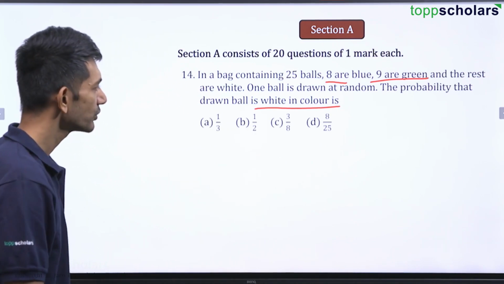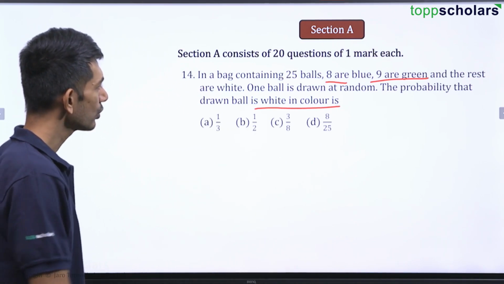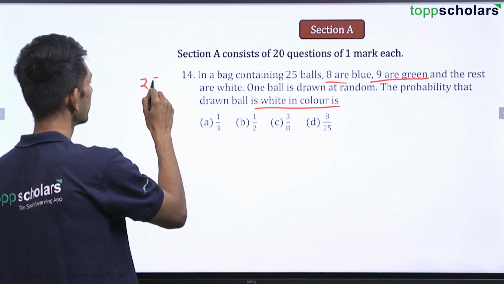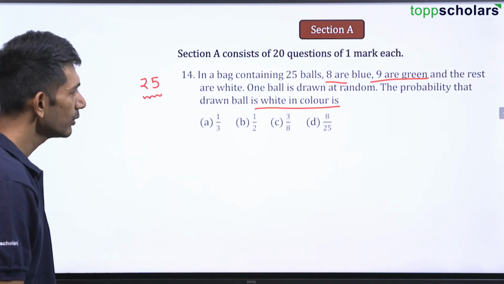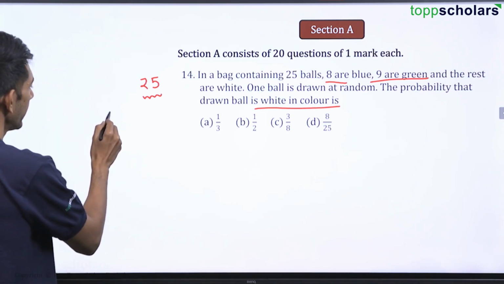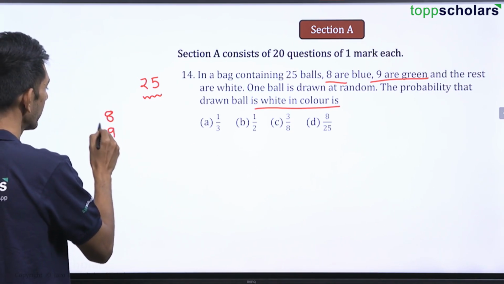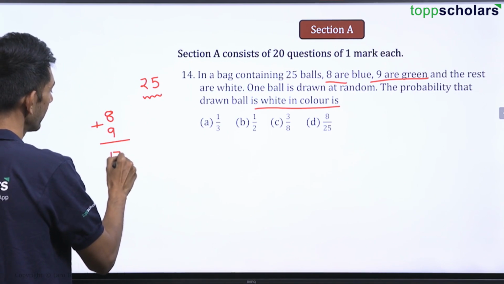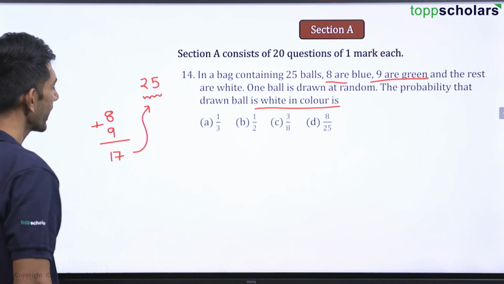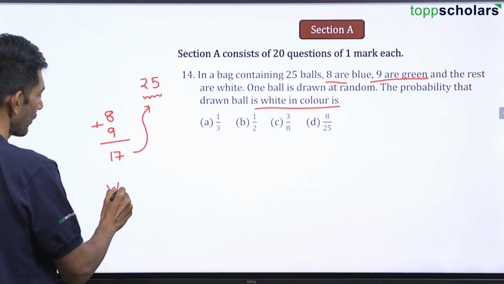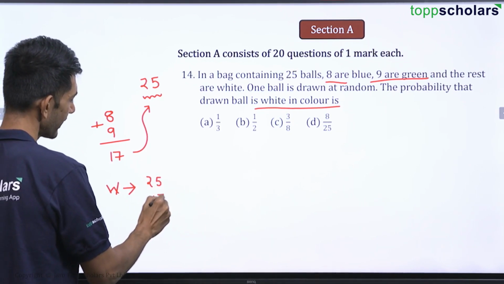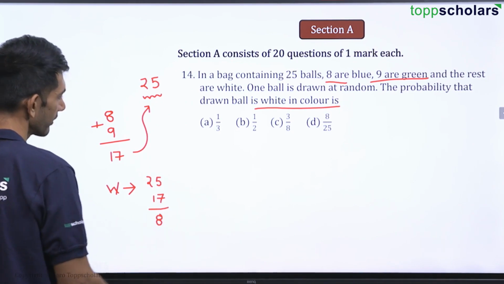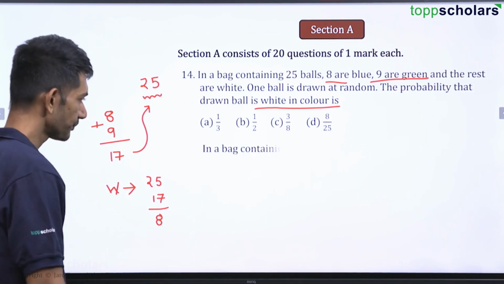So there are 4 options, correct? Total balls are 25. 8 are blue, 9 are green, right? So 8 plus 9 is 17. So can I find out the number of white balls? Can I say the number of white balls are going to be 25 minus 17 and that is going to give me 8. So there are 8 white balls.